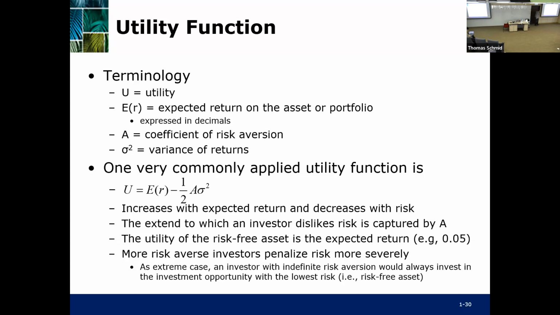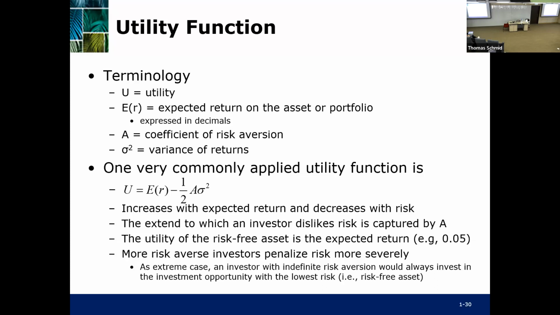In a couple of slides, I will show you some evidence that these utility functions suffer from several problems. Okay? But they are still useful for our purpose. So for now, let's assume that we can assign a utility score to every risk-return combination. So what is the utility? Well, the utility increases with expected return, which makes sense. And the utility decreases with risk, which also makes sense, as long as A is positive. So if A, the coefficient of risk aversion, is a positive number, the utility decreases with risk.